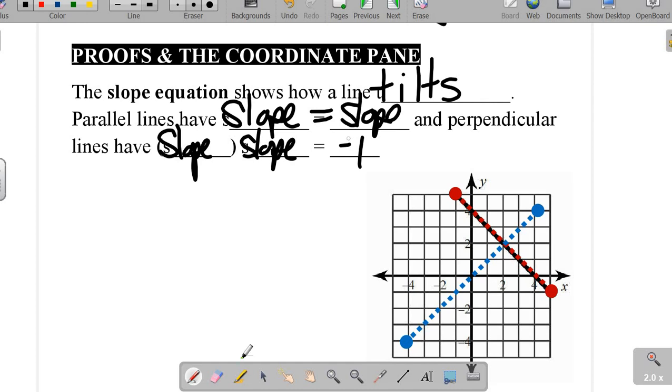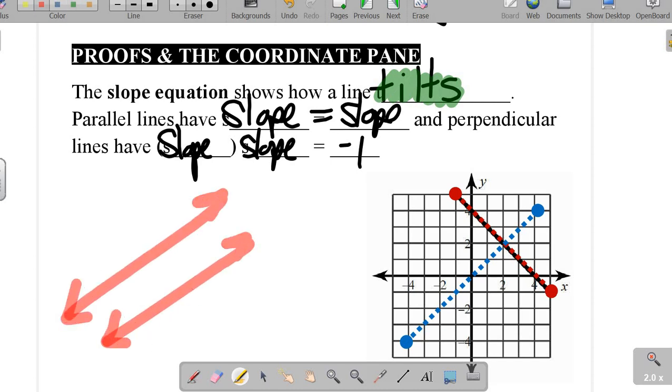So the slope equation shows how a line tilts. And if it's parallel lines, then the slopes are equal. Slope equals slope. If it's perpendicular lines like here, the slopes multiply to -1. In other words, they are inverse reciprocal.